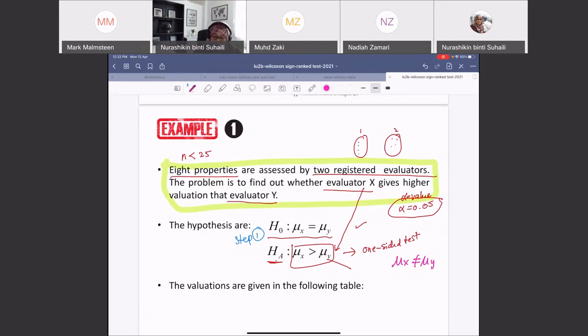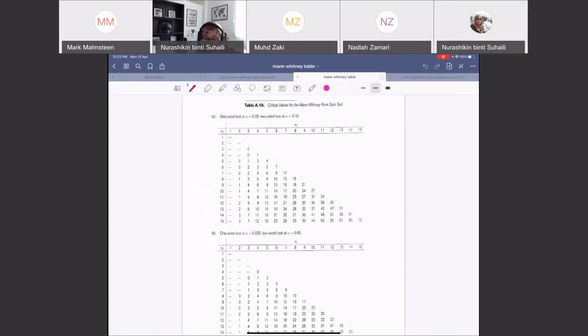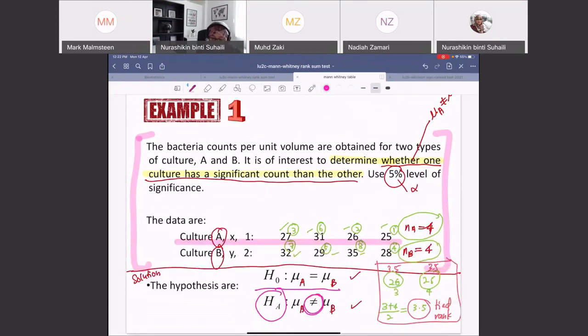So you have to read the problem carefully. This is actually the keyword that will determine whether your test is one tail or two tail. If you apply two tail here, that is wrong because it's mentioned in the question. Back to the Mann-Whitney just now: whether one culture has a significant count than the other. It's not stated whether A is greater than B or B greater than A, so you have to apply this symbol, which means this is two tail.